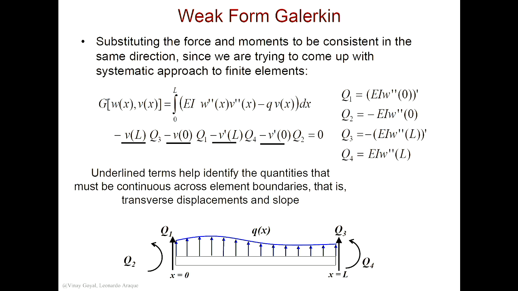Okay, we'll continue here. So we talked about developing a weak form Galerkin, right? And how do I know which variables here, what are the variables that should be continuous across element boundaries? Because when I develop an element, I want to know what should be continuous from one element to another element. How do I find this out? Sorry? Yeah, but how do I know which nodal unknowns should be continuous across element boundaries?